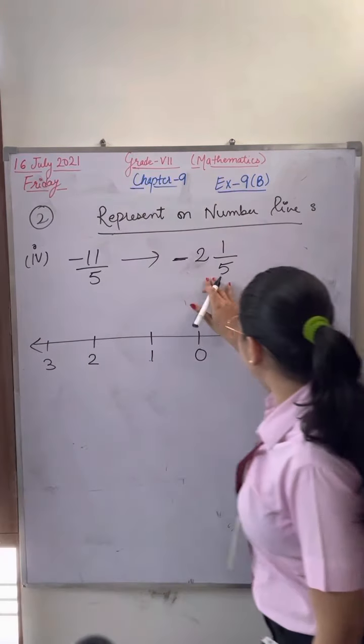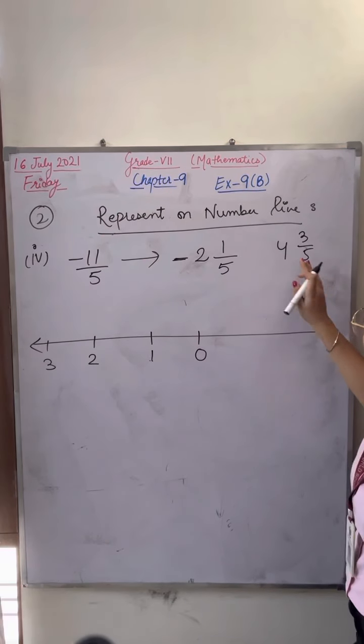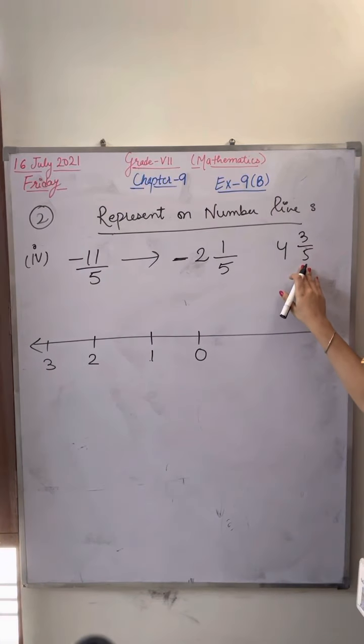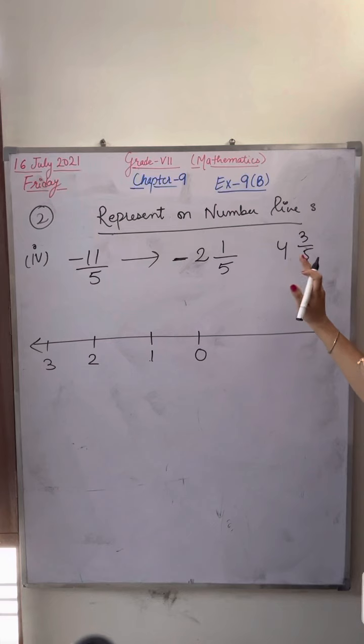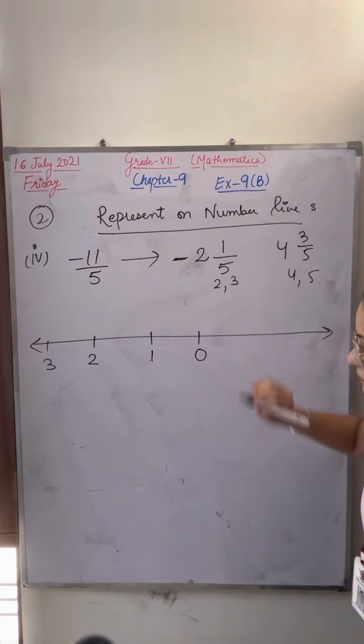If it were 4 and 3 by 5, it would lie between 4 and 5. It is 4 something, which means greater than 4 and lesser than 5, so it will lie between 4 and 5. And this one will lie between 2 and 3.